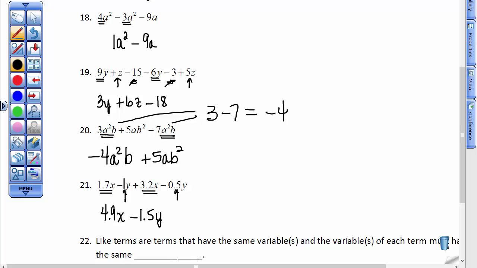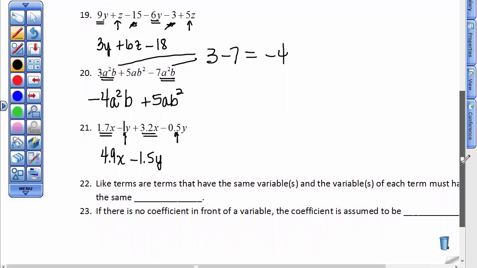All right, to conclude this page, and we'll pause to take a break. Like terms are terms that have the same variables, and the variables of each of these terms must have the same exponent or power. If there is no coefficient in front of a variable, such as this z right here, the coefficient is assumed to be the number 1. Okay, let's pause. Let's take a break.